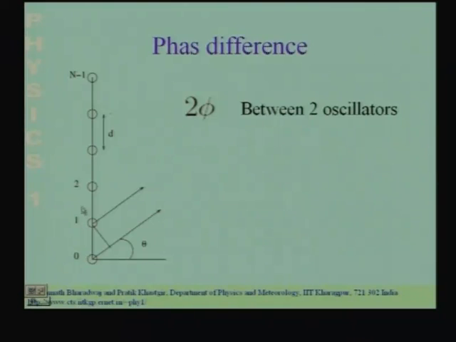When we started our discussion of the linear chain of oscillators, we had assumed that all the oscillators are oscillating with exactly the same phase. Now, we will consider a situation where the oscillators themselves are oscillating with a phase difference. What we will assume is that there is a phase difference of 2 phi between any two successive oscillators. So, between oscillator 0 and oscillator 1 there is a phase difference of 2 phi. Between oscillator 1 and oscillator 2 there is a phase difference of 2 phi and so forth. The question is, how does the intensity pattern get modified because of this?